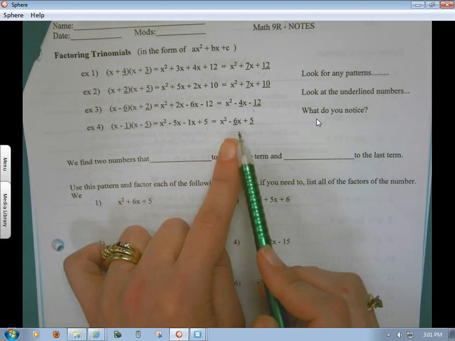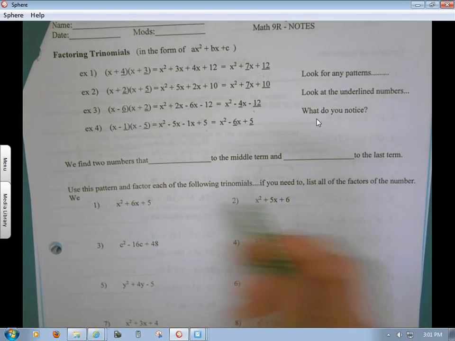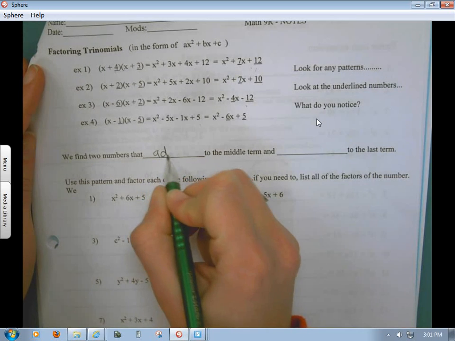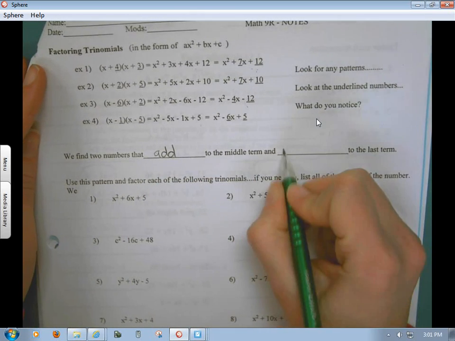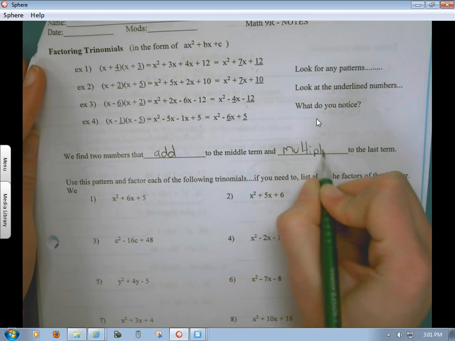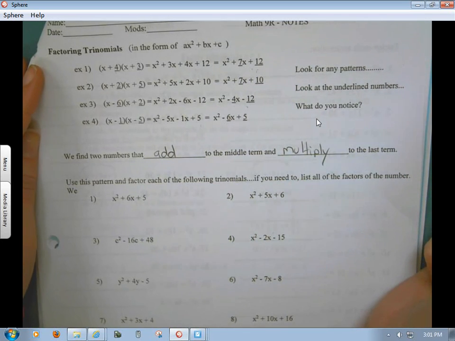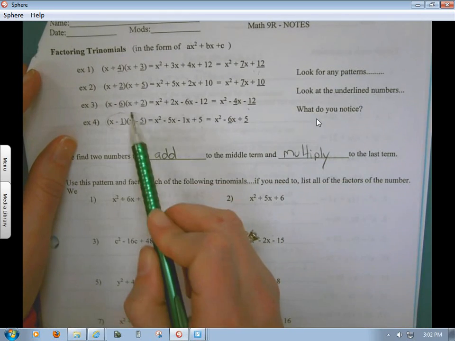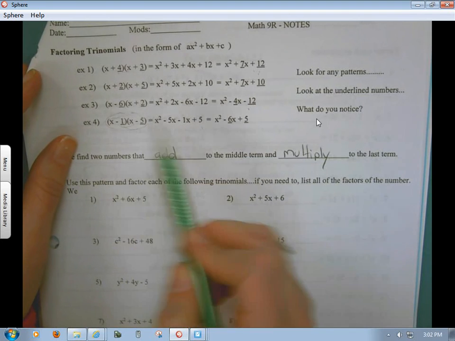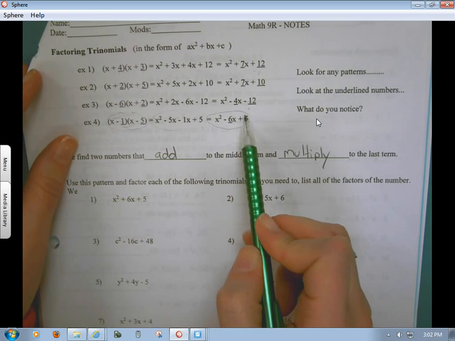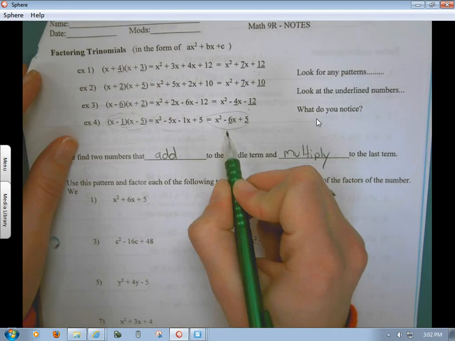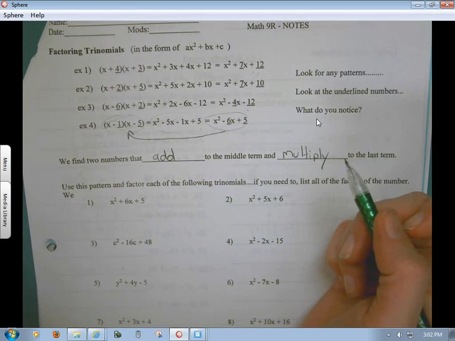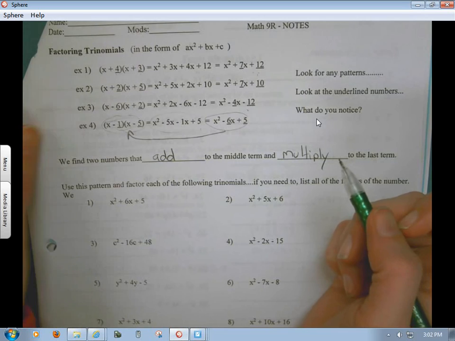And for example 4? Hopefully you came up with, we find two numbers that add to the middle term and multiply to the last term. So factoring is going reverse FOIL. So here would be two binomials. We would FOIL them together to get this, combine like terms to get this. Factoring, we're going to go in reverse. We're going to start with this and end up with what we would normally start with when we FOIL. So we can use FOIL to check our work, which makes it really nice.